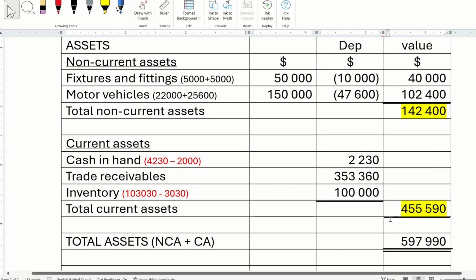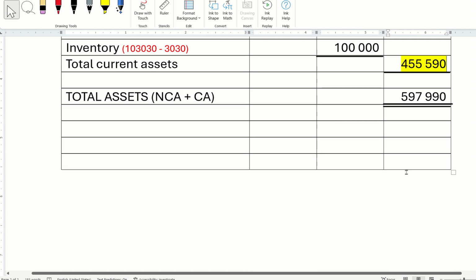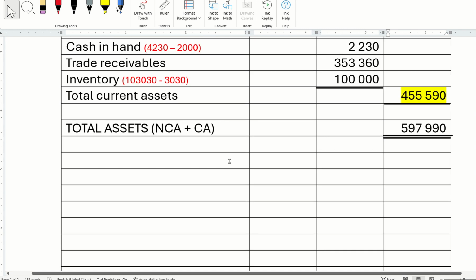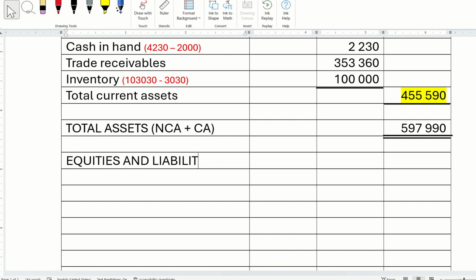Here is my asset column. Now, when I'm done with my asset column, I'm going to put in my equities and liabilities. So I'm going to continue on with my equities and liabilities. After that, I'm going to type in equities and liabilities. Under equity, it is owner's equity. And there is one line item, capital.